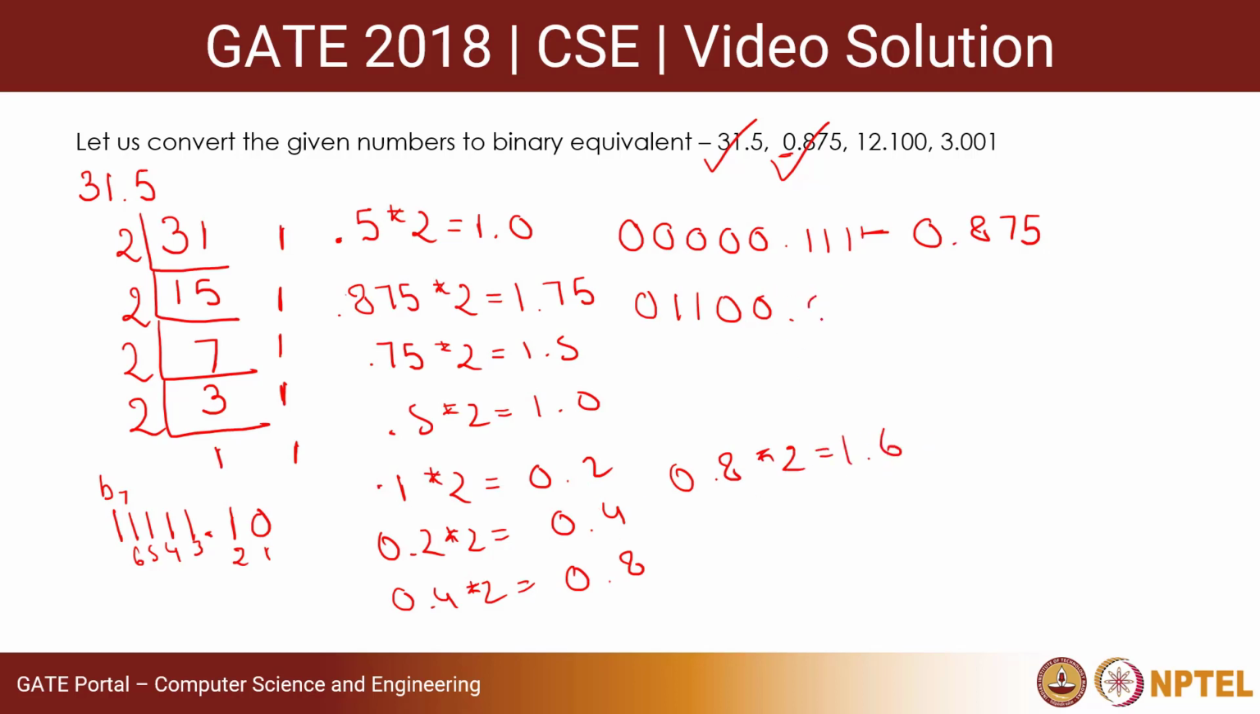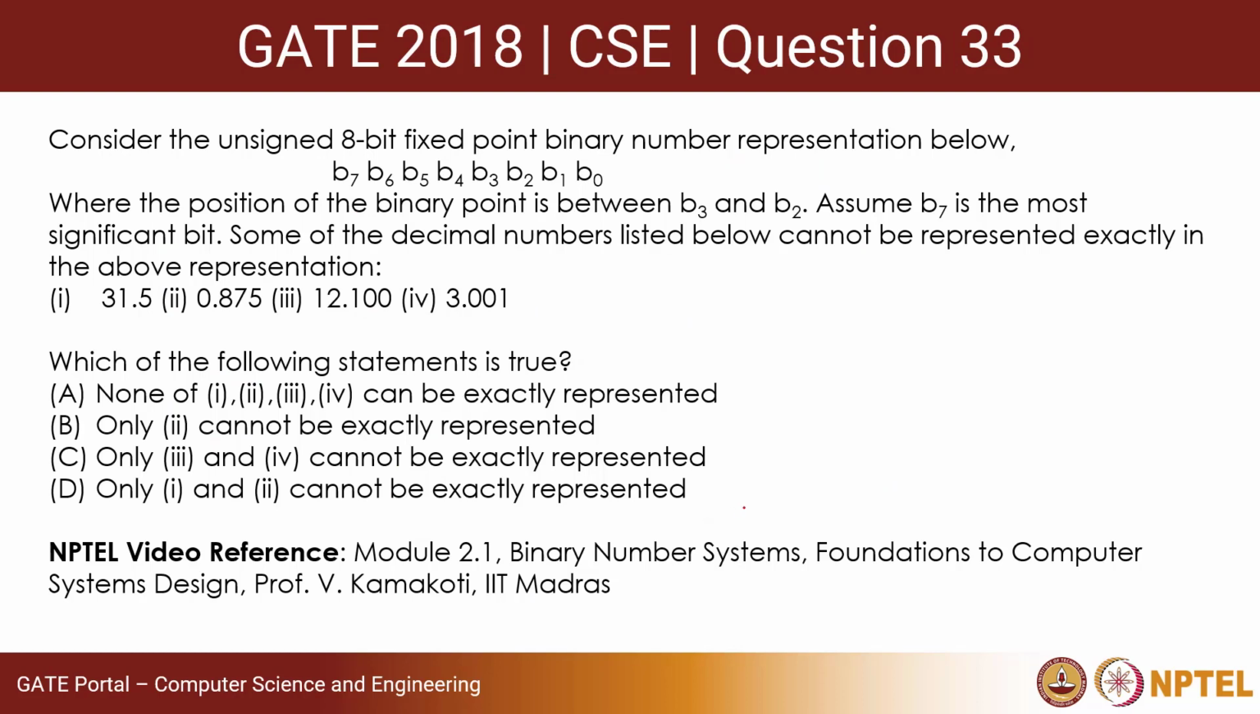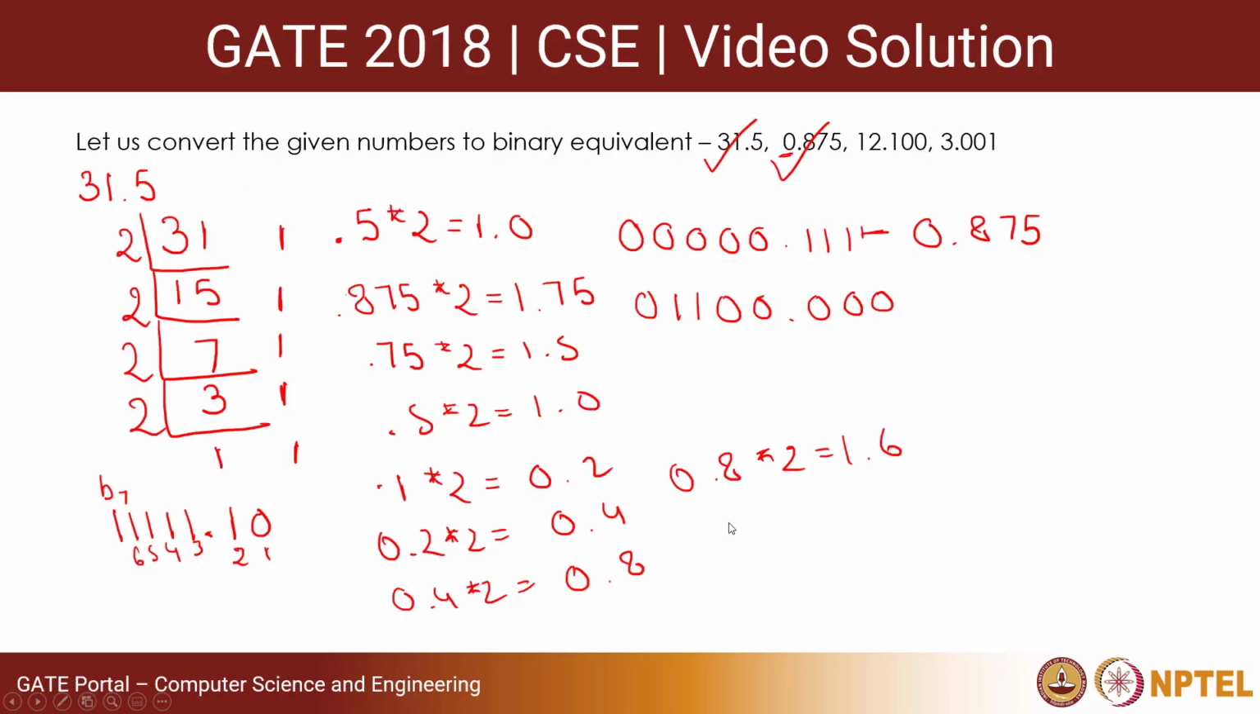What we can see is that the bit pattern that was given has only 2 places after the binary point. We need more because this will go on further, with 0.6 into 2 being 1.2, 0.2 into 2 being 0.4. So this cannot be represented exactly. Similarly, you can do the calculation and find out that this also cannot be represented exactly.